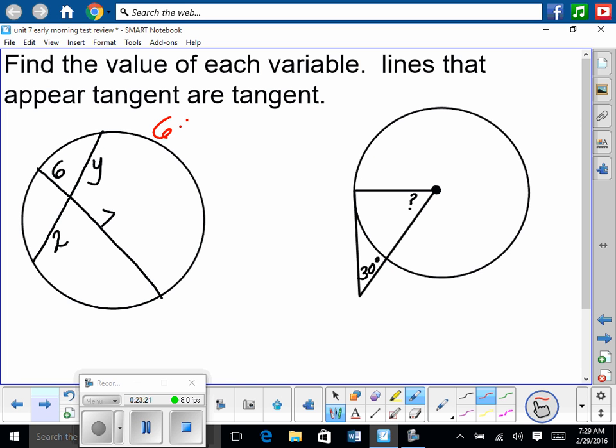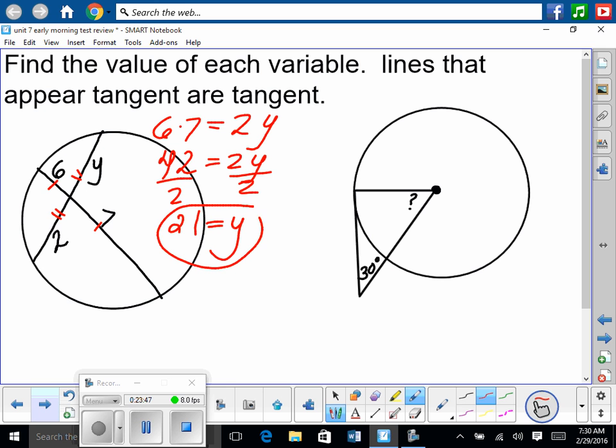6 times 7 will be equal to, now make sure it's this part of the chord. Do you see how this chord continues? So it's not that they're equal, but I'm just saying make sure you set it up correctly. So 6 times 7 will be equal to 2 times y. Now it's just algebra solving for y. So we have 42 is equal to 2y. Divide both sides by 2, 21, right? So we get 21 is equal to y. Questions on that?